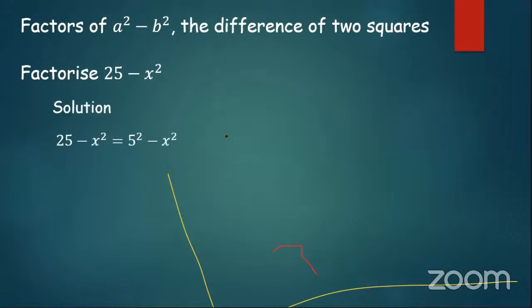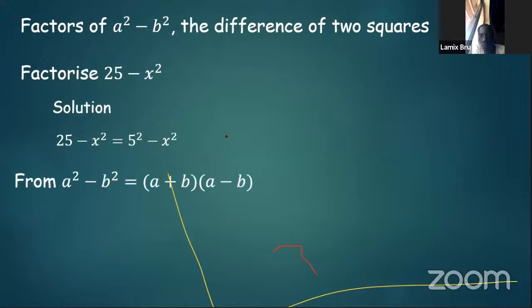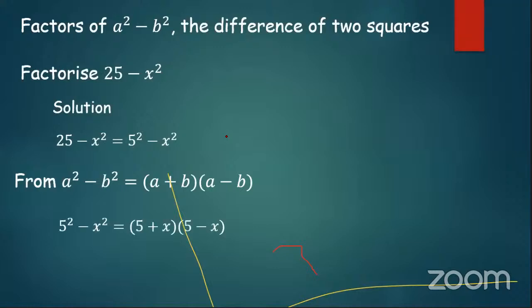So the 5 is written as 5 squared. So 5 squared minus x squared, and there comes our answer.